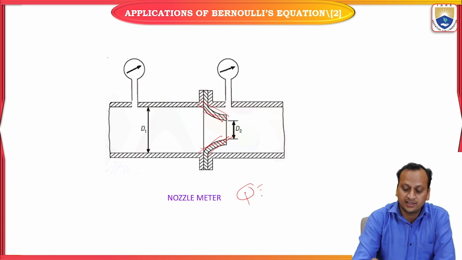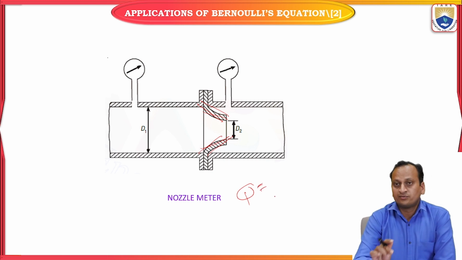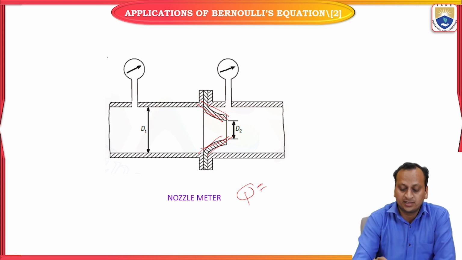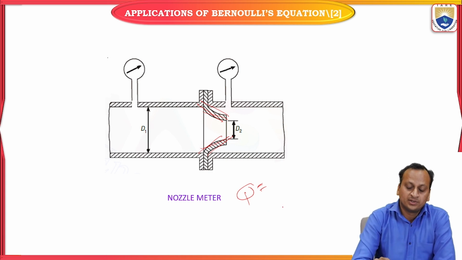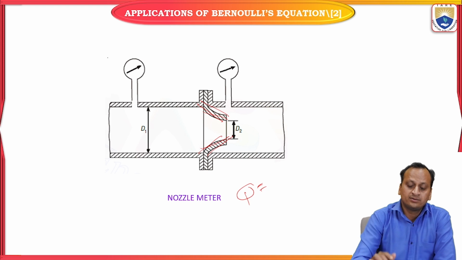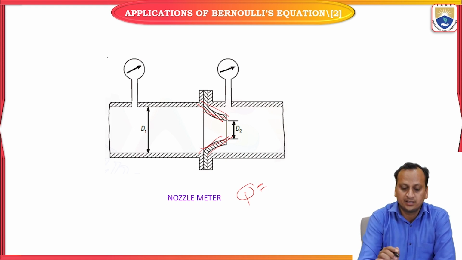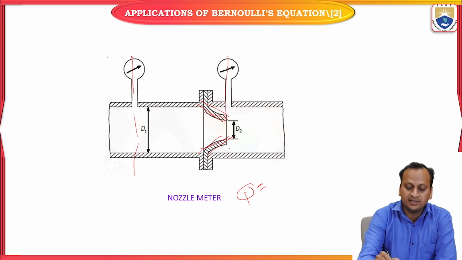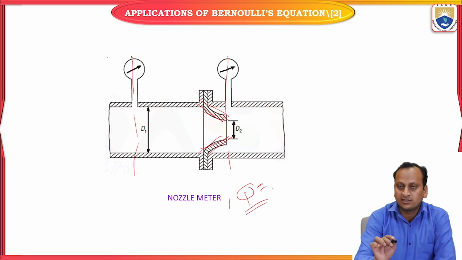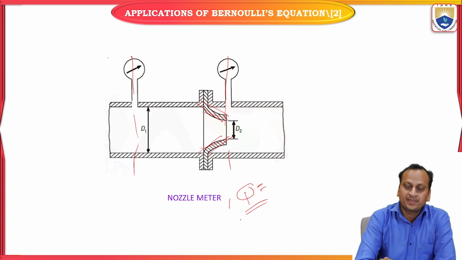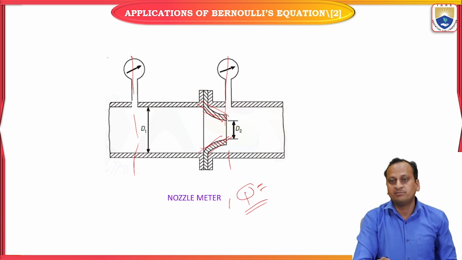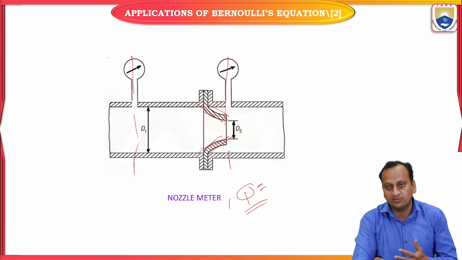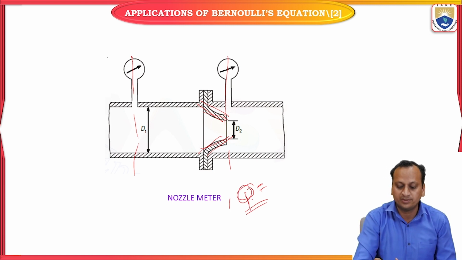So if you need the rate of flow through a particular pipe, you can adopt a venturi meter or orifice meter or flow nozzle. In order to measure the flow rate, we have to apply Bernoulli's equation at two different sections, and derive the expression for the rate of flow through that particular device. Therefore we are applying Bernoulli's equation in order to measure the rate of flow through a particular pipe.